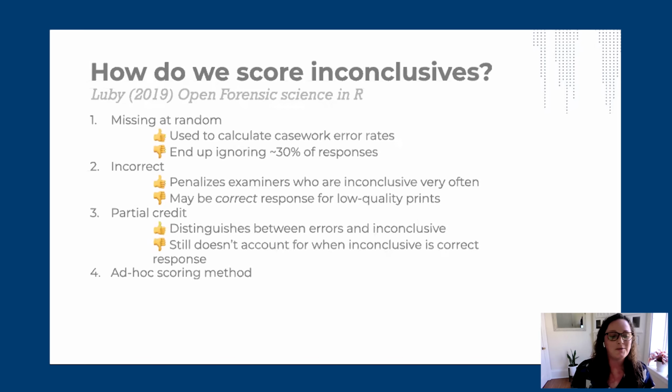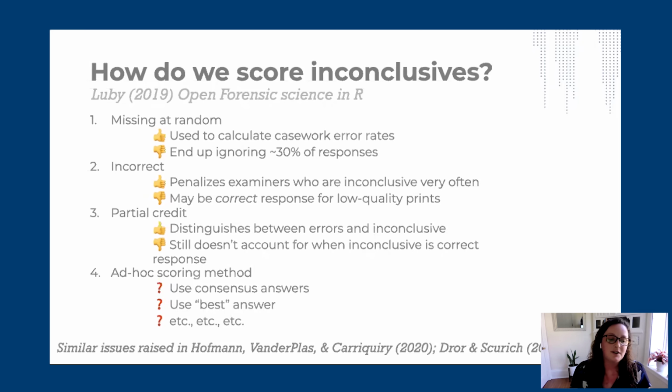And the more I looked at this, the more I thought of these ad hoc scoring methods. So things like using consensus answers, using the best answer. So if any examiner came to a correct individualization or exclusion, then that would be considered the correct response. And so on and so on. The more we think about this, the more we can come up with different scoring methods.